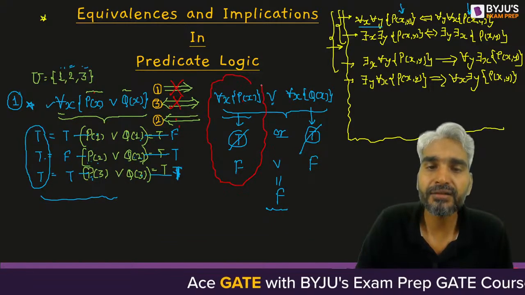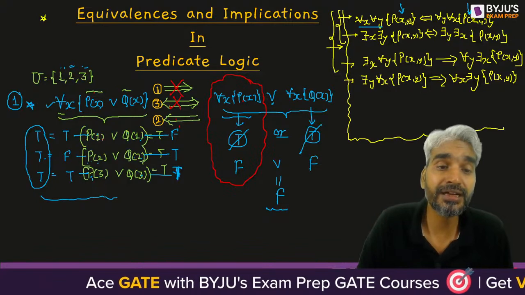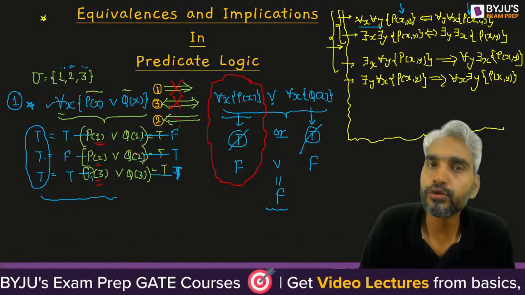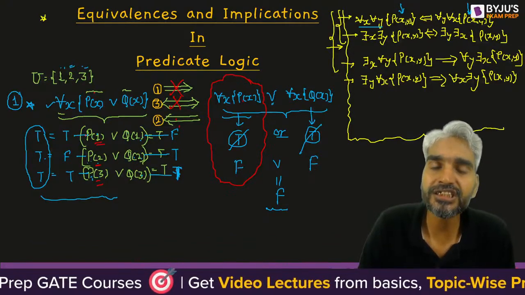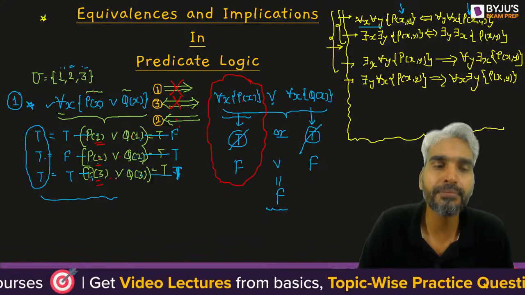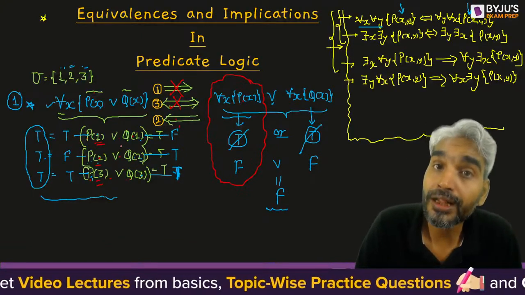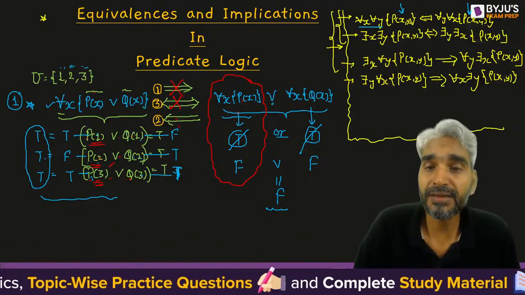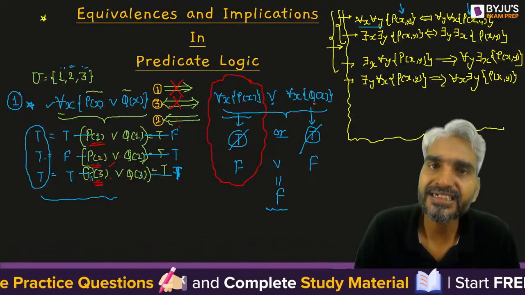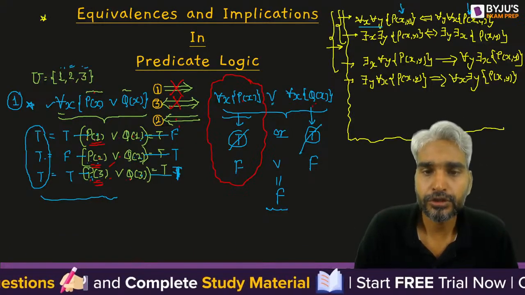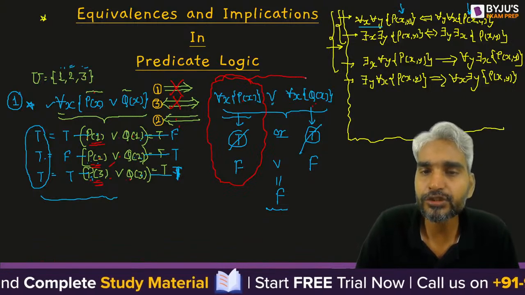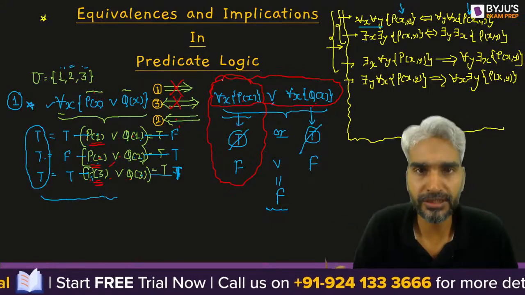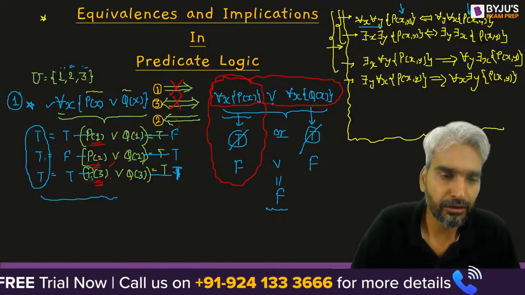Now, just assume if P is true for all X, then ultimately P1, P2, P3 all will be true. So, whatever the values of Q1, Q2, Q3 are, ultimately the disjunction of P1 or Q1, P2 or Q2 and P3 or Q3 will be true for all the values 1, 2 and 3 because P1, P2 and P3 are true. Similarly, if Q is true for all X, then also this LHS will be true. So, you can eventually understand that whenever RHS is true, it is guaranteed that LHS will also be true, right?